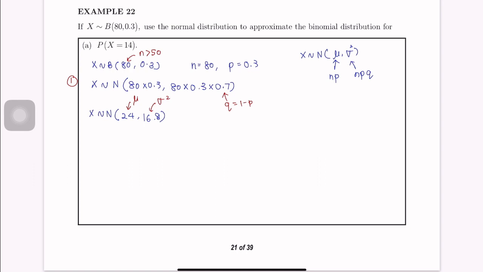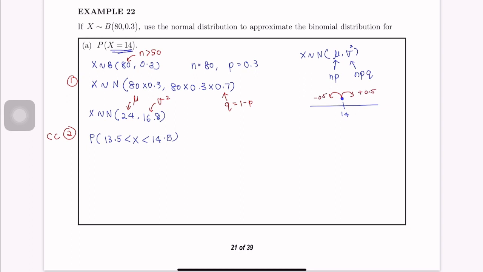The second step is to do continuity correction. Here we have x equals to 14. If we want to do CC, we take outside the blue dot. So we will have probability x between 13.5 and 14.5. We take outside the blue dot, so we minus 0.5 and plus 0.5 here.